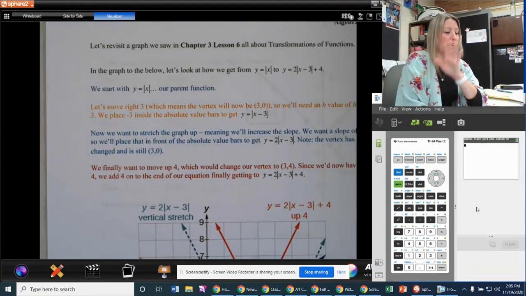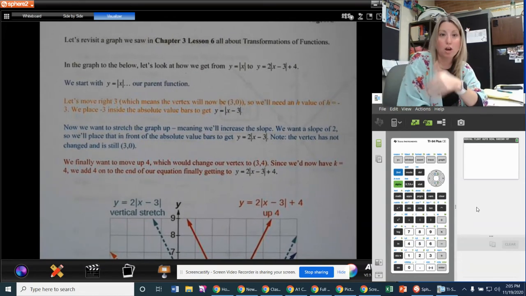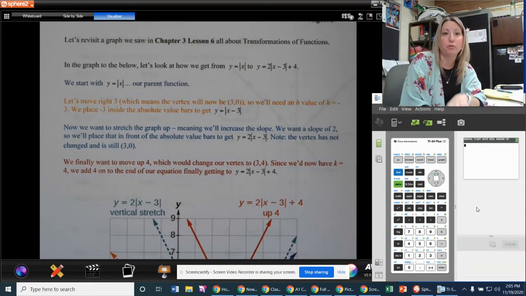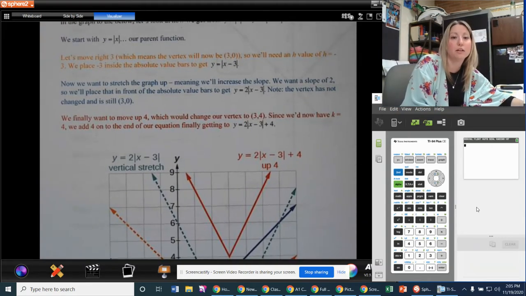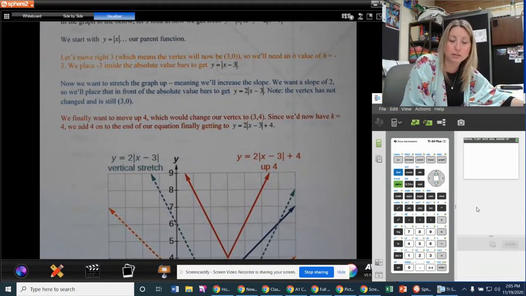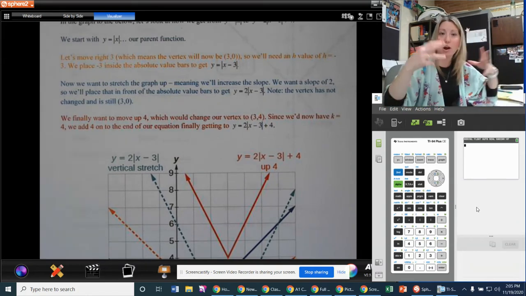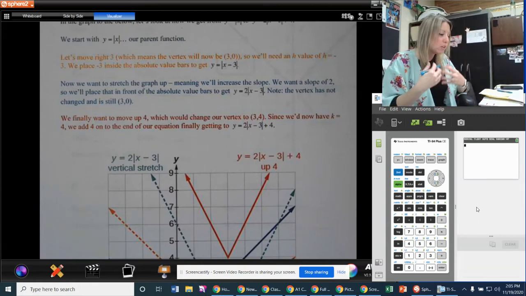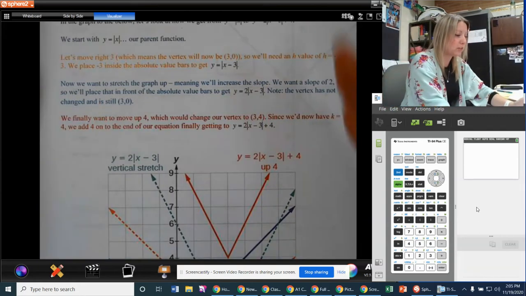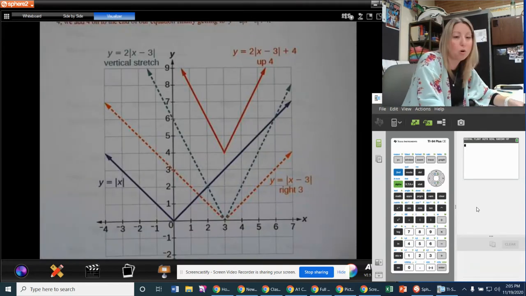Okay, so now we're revisiting that chart. I've said it 4 times now, right? Chapter 3, lesson 6 was all about the transformations. This is copied and pasted from chapter 3, lesson 6. It's just one whole page instead of how I had it before, set up with all the movements that we've done. But again, all this is color coded to match what you see here. But let me just again show you.